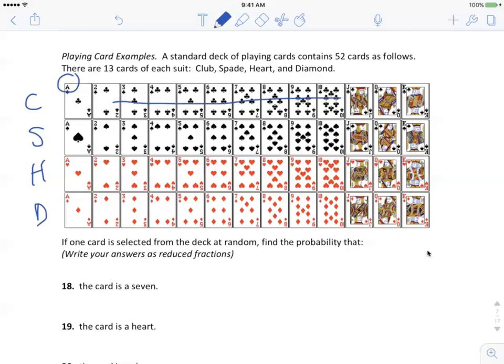One of my favorite hobbies is poker. This is kind of up my alley here. I do use a lot of probability and statistics when I play poker.